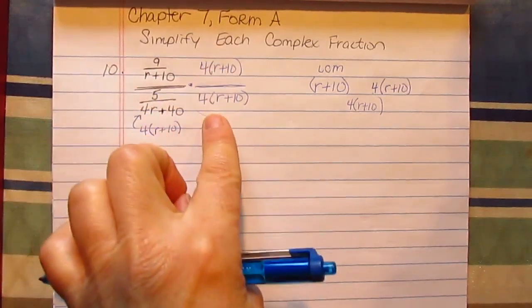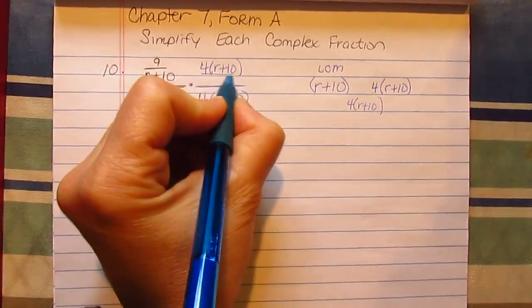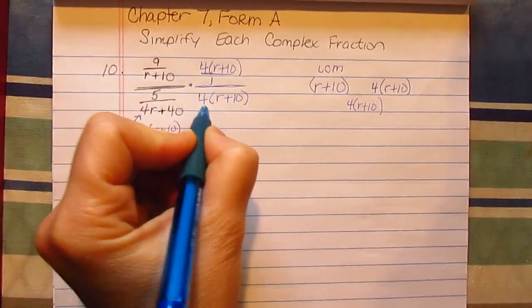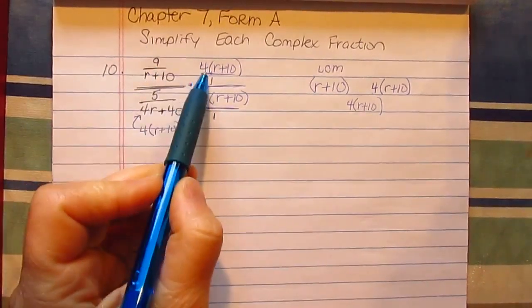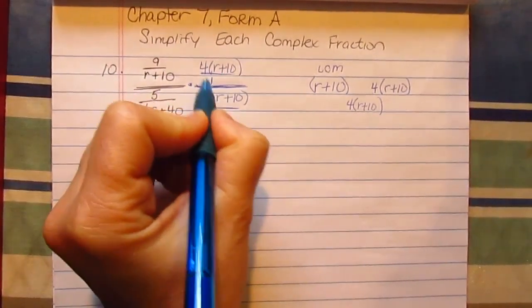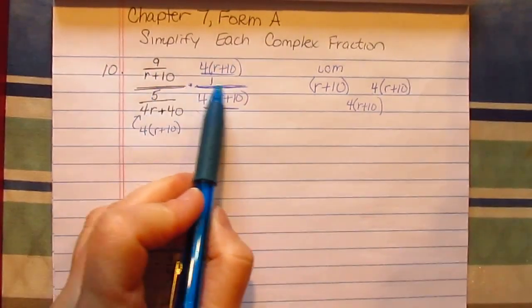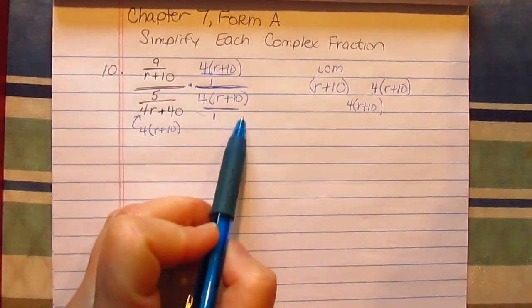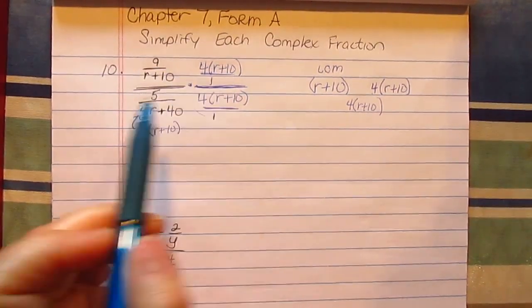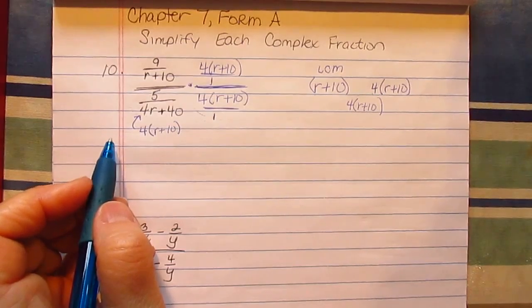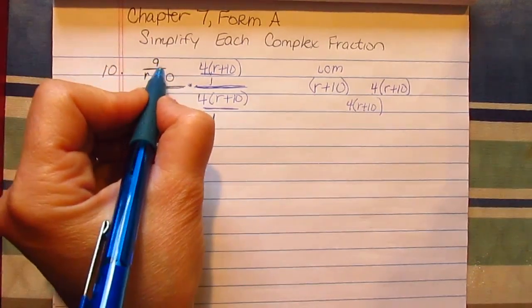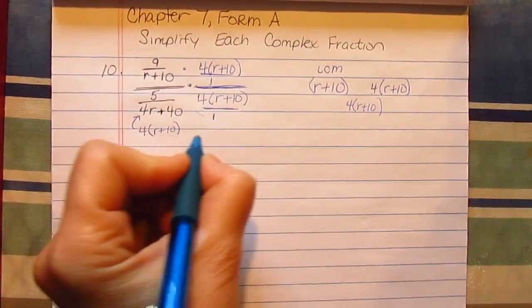Our original times this. Now, in order to multiply fractions, I kind of need to know what's on the top and what's on the bottom. So I put these over 1. So this itself is a complex fraction. But on the top, I multiply these, and on the bottom, I multiply these. When I multiply the numerators, I multiply across the top.